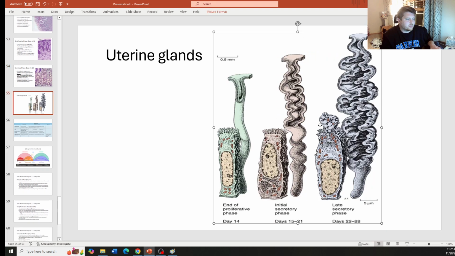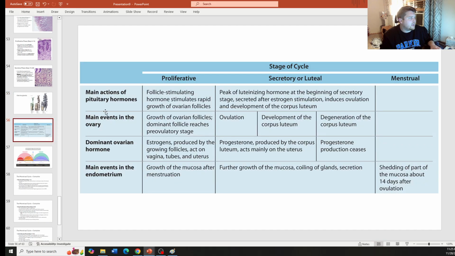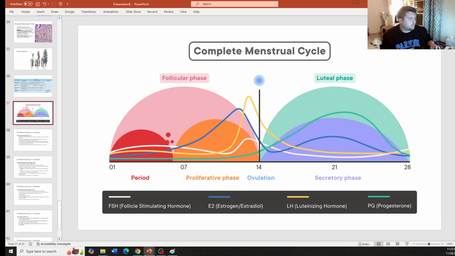Here are just some pictures of those uterine glands and how they grow. They get much more coiled, they get bigger, they're secreting a lot more stuff. Here are some of our main hormones in the stages of the whole cycle. And like I said, down here below, I break it all down piece by piece.